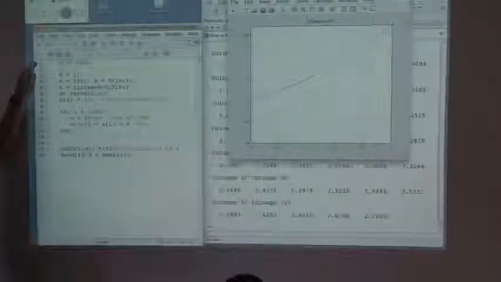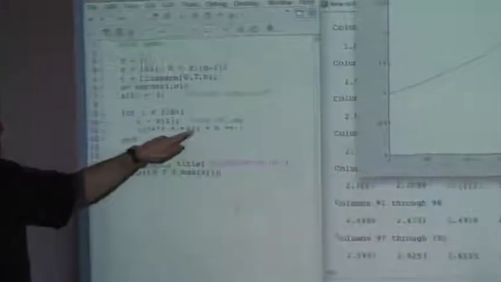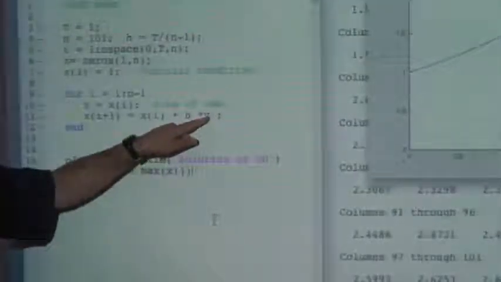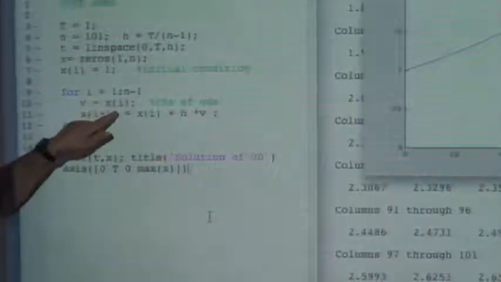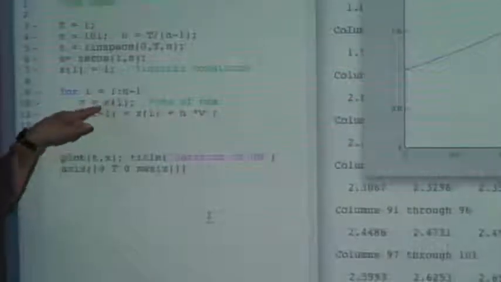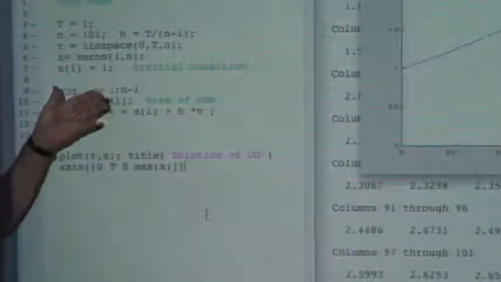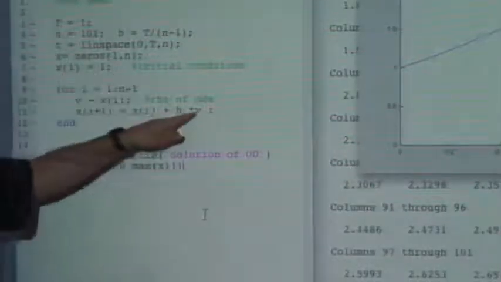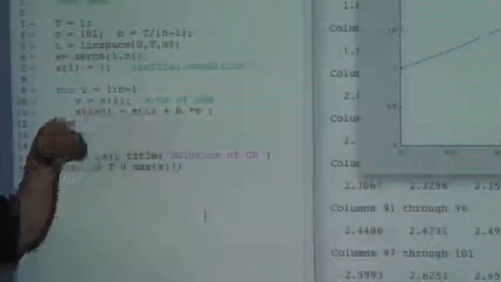Okay, any questions? Why did you do v equal to x of I? Why did I do this? Because I want to say, in general, the next value of x is the previous value of x plus the rate of change. I could have put in here x, but I want to be able to put in anything I want over here for the right-hand side. So I'm just separating out what is the right-hand side of the differential equation from the fact that I could put anything here.